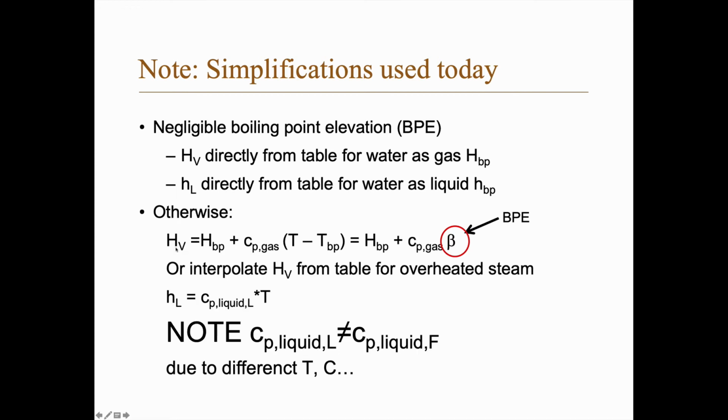You need to take the enthalpy of the vapor either from this equation here, where you have the enthalpy at the boiling point plus the heat capacity for the gas, so water vapor, times the temperature difference, and that temperature difference is the boiling point elevation. Or you can interpolate it from a table for overheated steam. For the liquid going out, you should have the Cp for the liquid times the temperature. Ideally, of course, you should have the integral Cp dT, but we can't do such careful calculations anyway, so we will assume that we have integrated mean values of heat capacity.